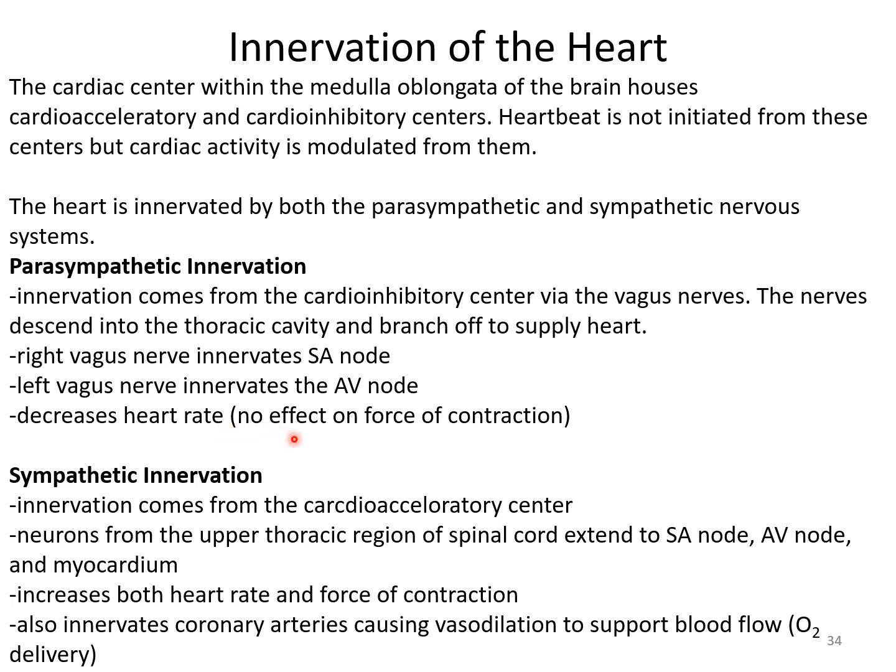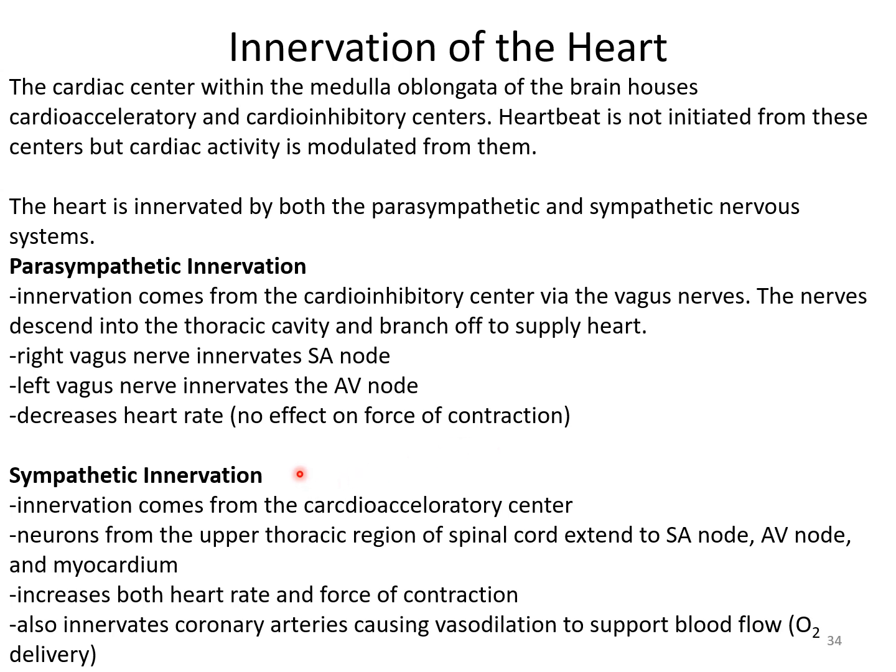Note that there's no effect on the force of contraction. We're only innervating those nodes, and those nodes regulate the electrical activity, so they're going to regulate how quickly or how slowly the heart beats. So parasympathetic comes from cardioinhibitory. The nervous signal travels from the brain to the heart through the vagus nerve. Right vagus goes to SA, left vagus goes to AV, and ultimately it's going to decrease the rate of contraction.